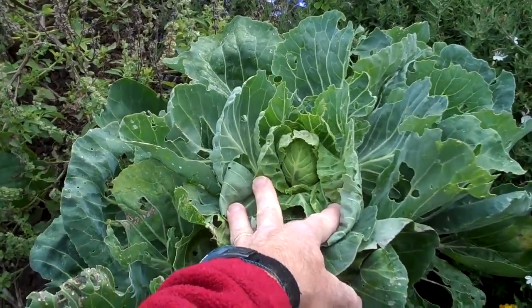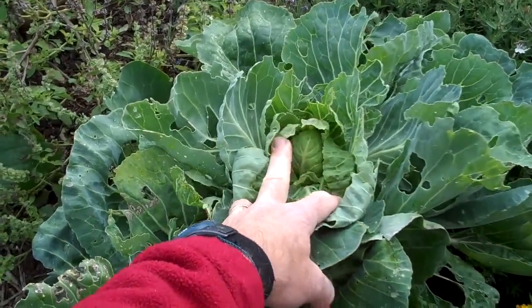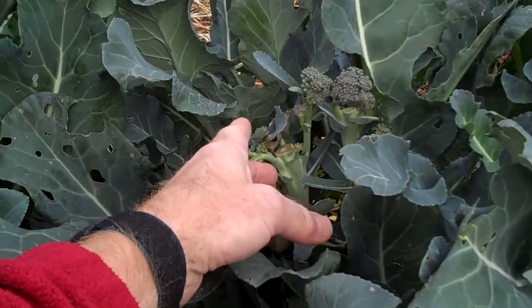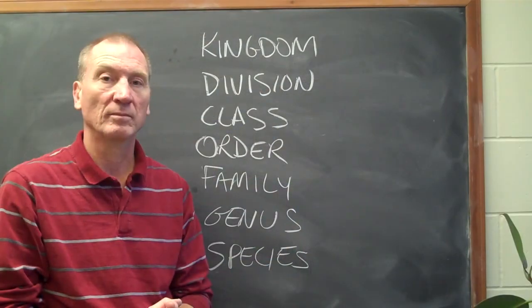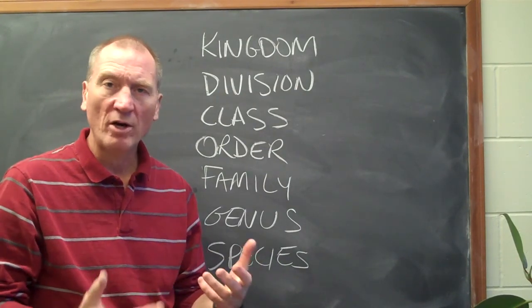And a small cabbage. Ooh. With an insect. A little bit of broccoli yet. So what about cabbage and broccoli? Where do they separate?